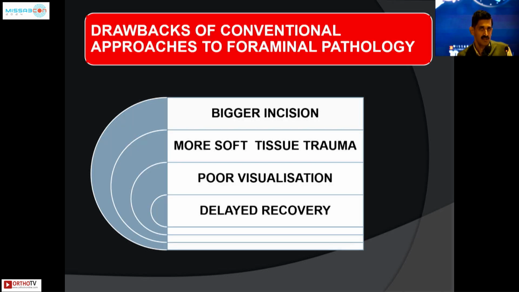Approaching this foraminal stenosis with conventional technique requires bigger incisions, leading to more soft tissue trauma, poor visualization, and delayed recovery. And it is not justified to put screws in these cases, even though you have a robot.